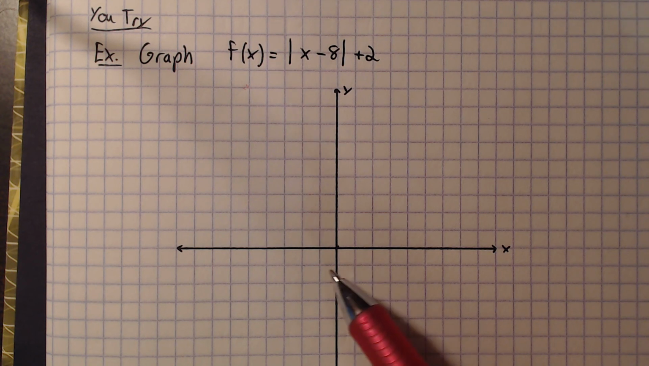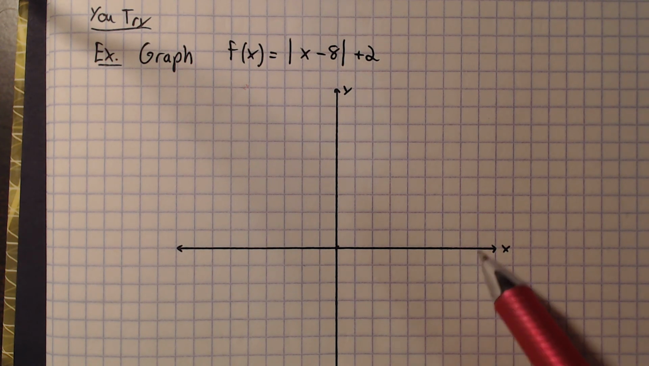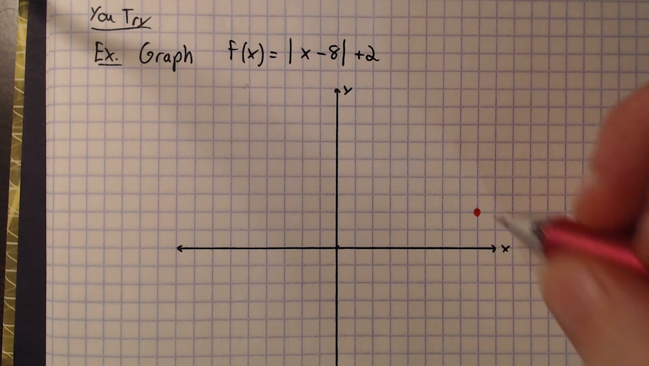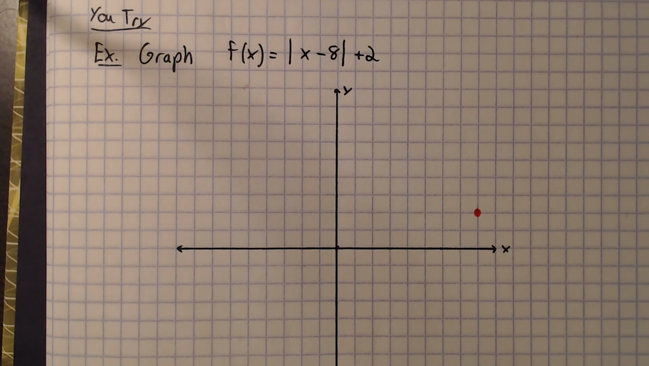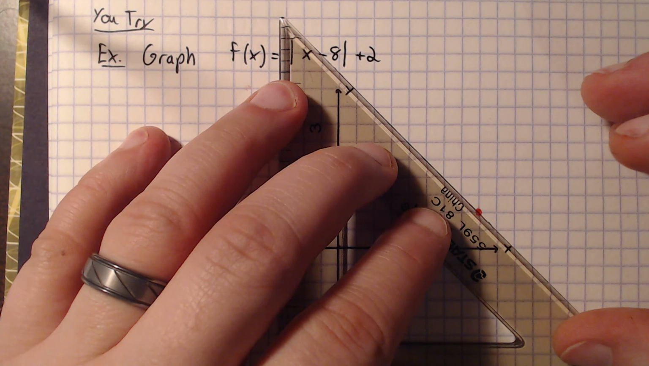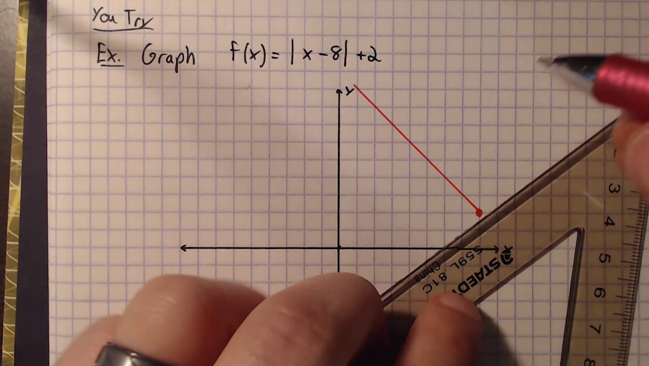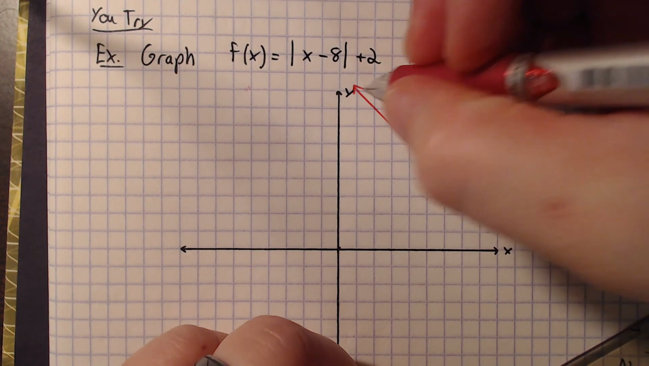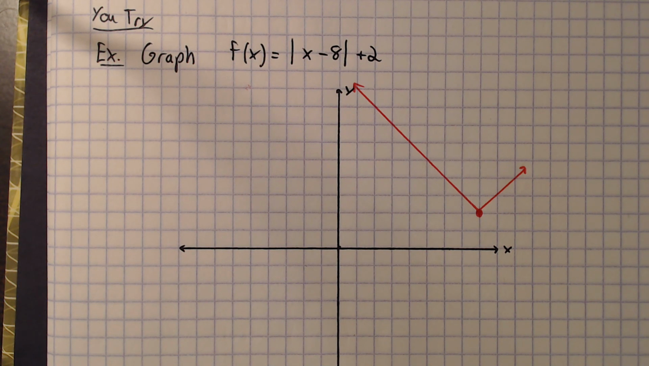Okay, so let's see, we want to go positive 8 and then up 2. So here's where the vertex falls. And the rest of the function is going to look just the same as usual. We're not growing at any faster rate, so we're going to go through all of these corners this way and through all these corners this way. And that's that transformation for that absolute value function.